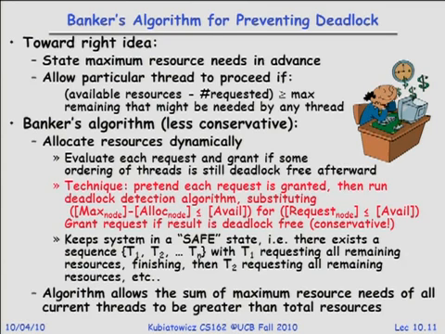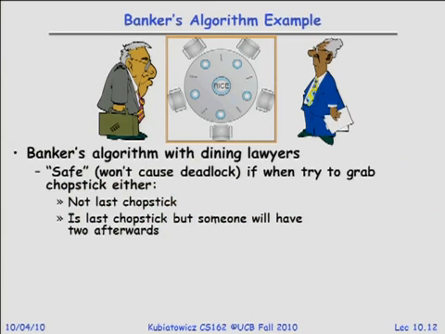So here's a good example. So we have the dining lawyers. Remember this, you're safe if it's not the last chopstick or if it is the last chopstick, but somebody will have 2 afterwards. Okay, why is that following the banker's algorithm?